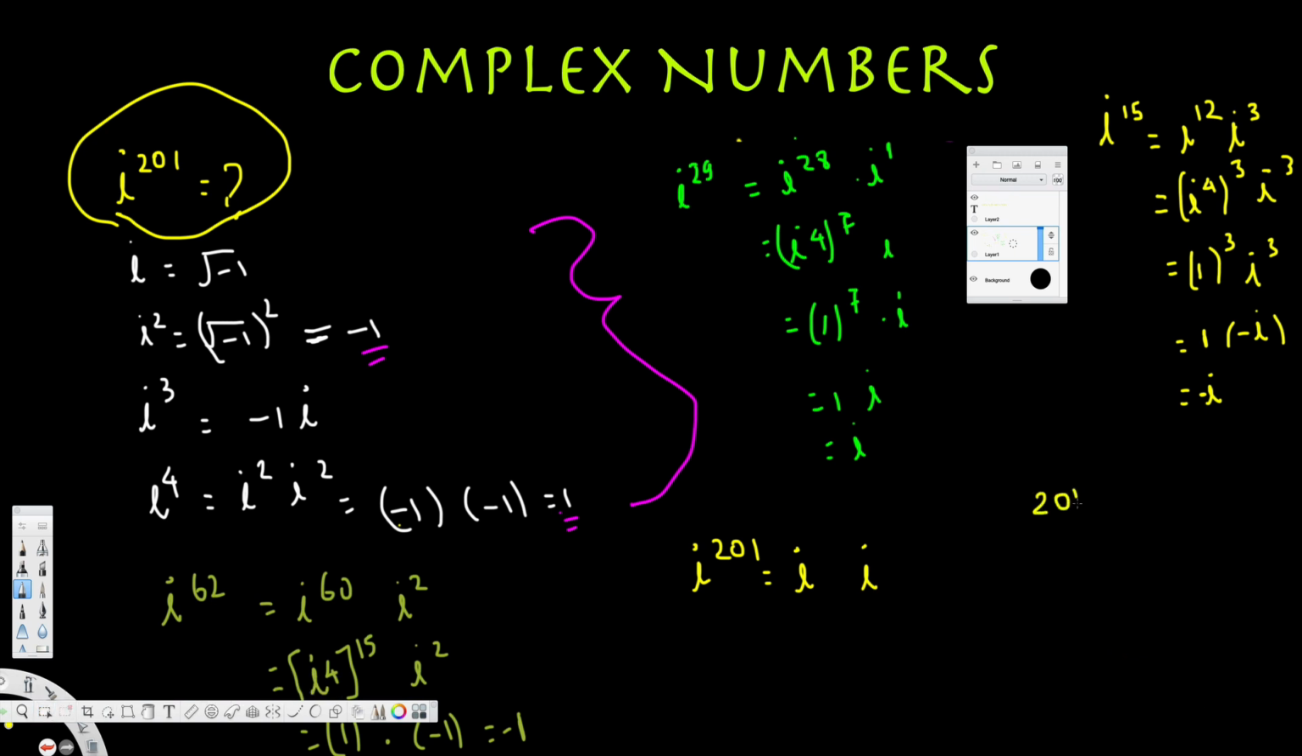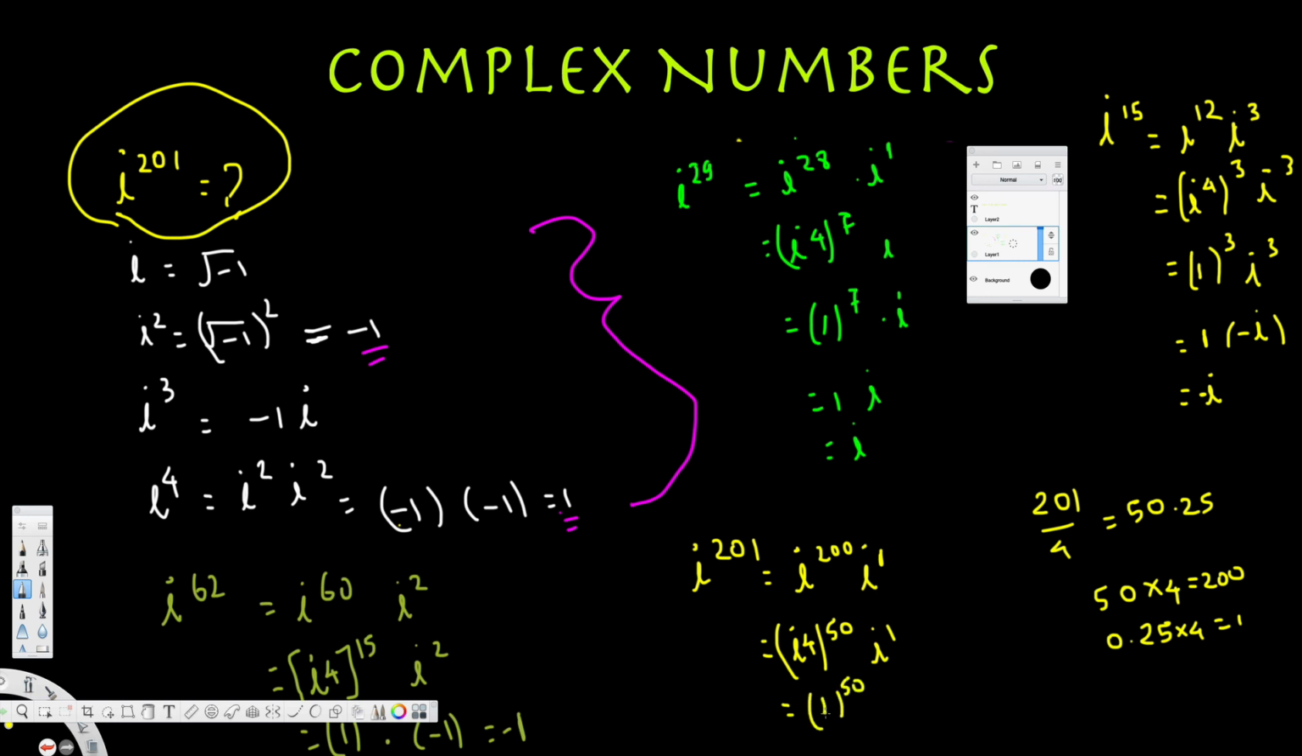Now simply divide 201 by 4. What do you get? You will get 50.25. Now 50 multiplied by 4 is 200. That's going to be our first number. And then 0.25 remaining, multiplied by 4, is 1. That's our second number. Now i power 200 is basically i power 4 to the power 50, since 50 times 4 is 200. And then we have i power 1. We know that i power 4 is 1, and 1 to any power is 1, and times i. So 1 times i is basically i. That's how we do this kind of problem.